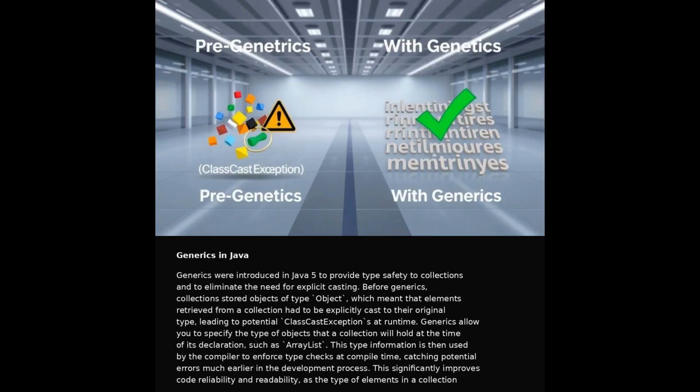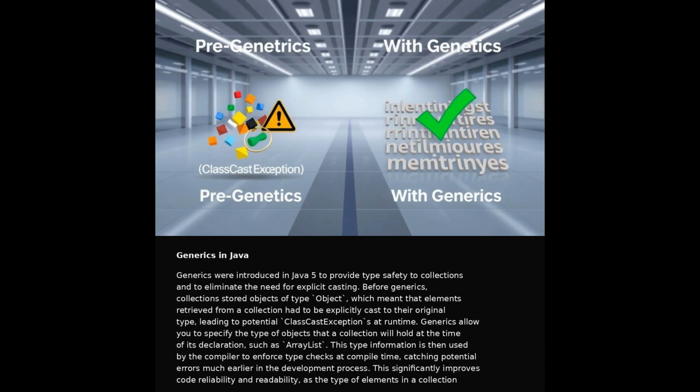Generics in Java. Generics were introduced in Java 5 to provide type safety to collections and to eliminate the need for explicit casting. Before generics, collections stored objects of type Object, which meant that elements retrieved from a collection had to be explicitly cast to their original type, leading to potential ClassCastExceptions at runtime.